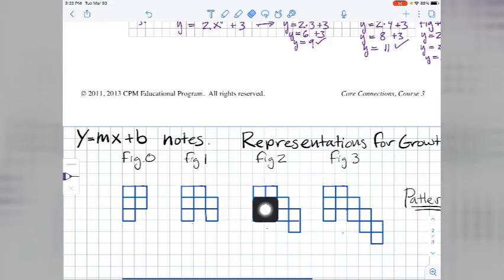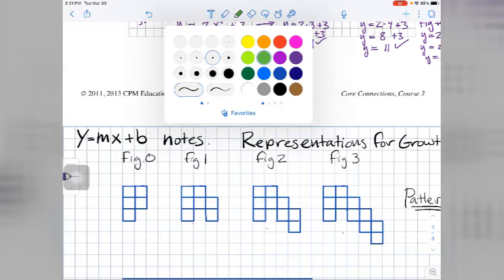Another one is the patterns, like this growing pattern where you actually see the shape. I feel like that's usually the easiest one for students to see. But there's actually some other ones, and we're going to talk about all of them, and we're going to connect them all, and we are going to use some color coding to think about all of the different ways that we can represent growing.